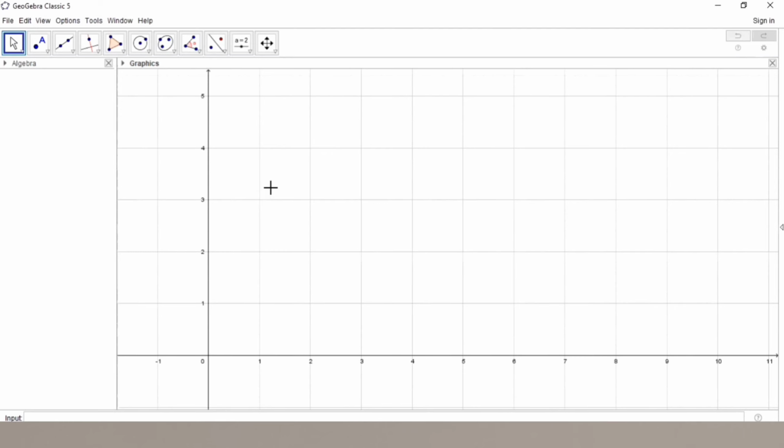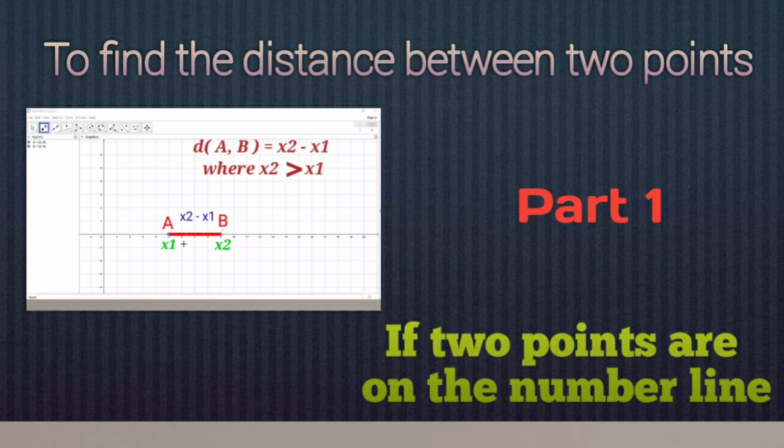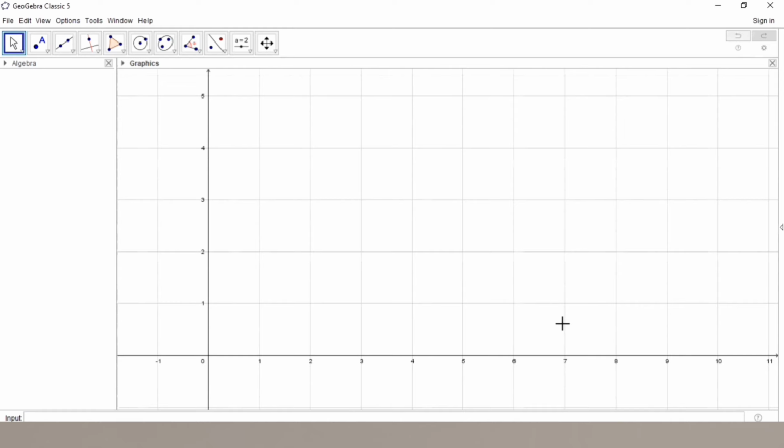Hello students, in the last session we studied how to find the distance between 2 points given on a number line. The link of that video is given in the description. You can watch that video. In this session we are going to learn how to find the distance between the 2 points which are given on the Cartesian coordinate system.